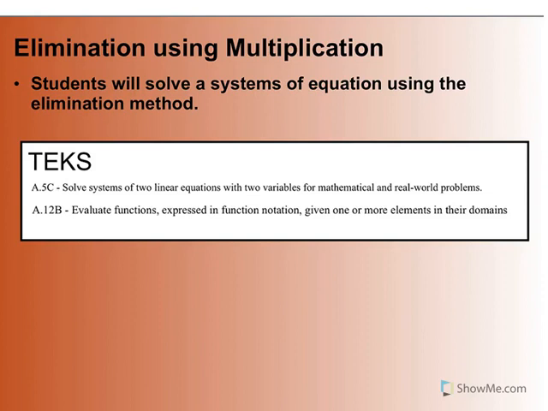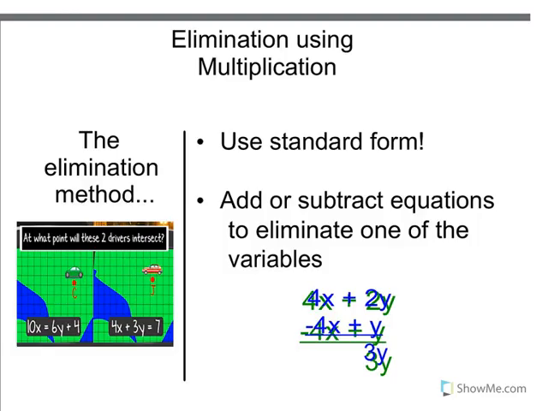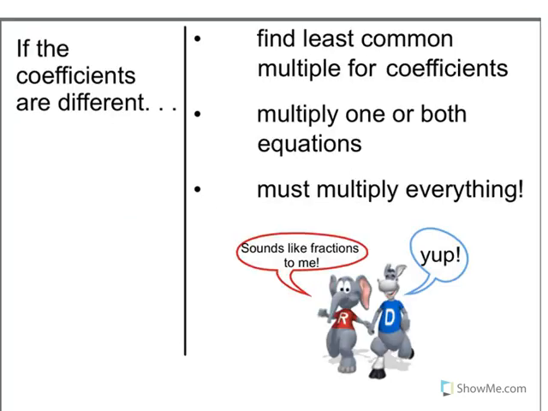In this lesson, we're going to talk about how to use the elimination method when the coefficients are different. By the end, you should be able to use multiplication and elimination to solve a system of equations. The elimination method is when both of the equations are in standard form, so x's and y's are on the same side, and you're adding or subtracting the equations in order to eliminate one of the variables.